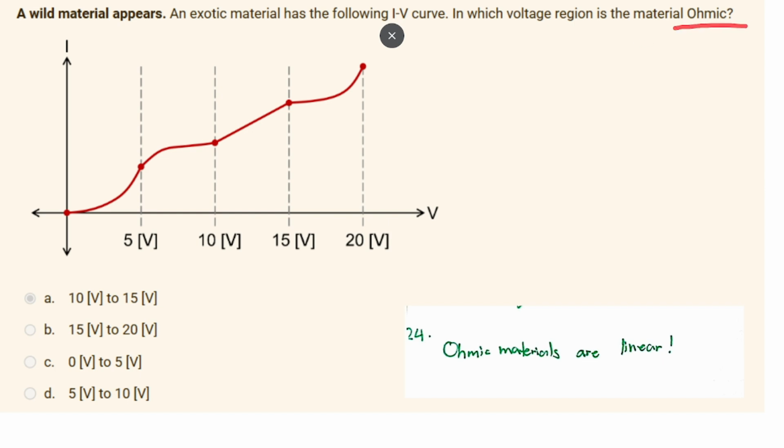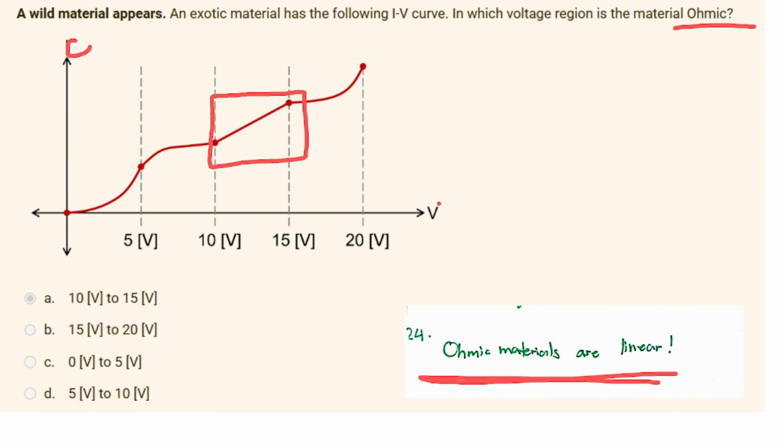Something to just remember about ohmic materials is that ohmic materials are linear, and the only linear part here is from 10 to 15. So ohmic materials are always linear in their current to voltage graph.